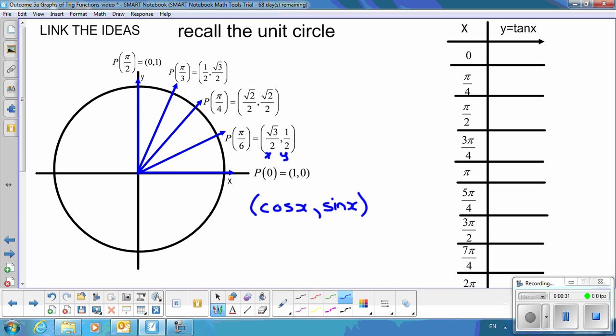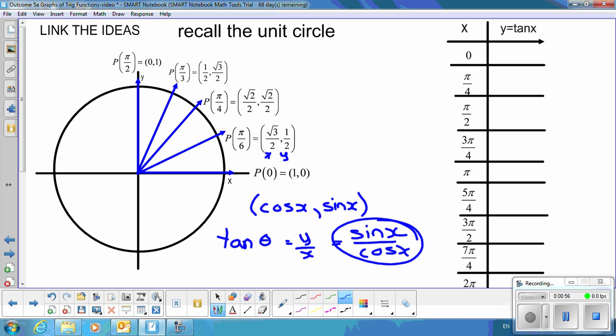So now if we're looking at tangent of x, or of theta, let's make it a theta, is equal to y over x, which on the unit circle means that it's equal to sine over cosine. So if it's sine over cosine, we can take any point on our unit circle and divide the sine value divided by the cosine value and get our tangent function.